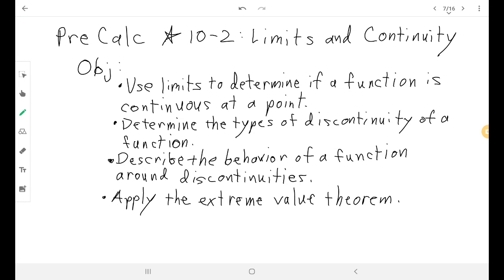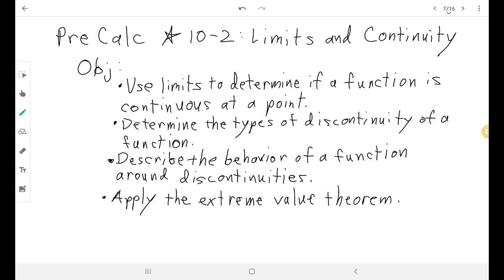Hello, PreCalc. Today we're going to talk about Edgenuity Section 10.2 called Limits and Continuity. We've got four objectives for this. They are to use limits to determine if a function is continuous at a point, determine the types of discontinuity of a function, describe the behavior of a function around discontinuities, and to apply the extreme value theorem.